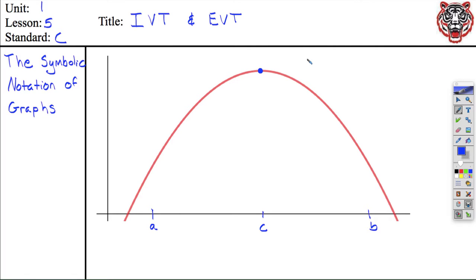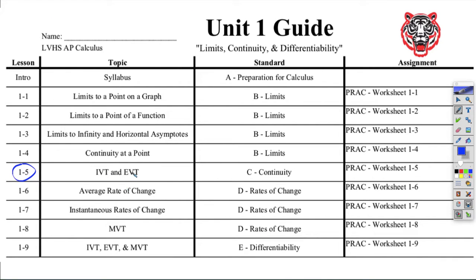This is AP Calculus, Unit 1, Lesson 5. We're talking about the intermediate value theorem and the extreme value theorem. And I got lazy for my title. I also got lazy for my unit guide. But that's what we're on.